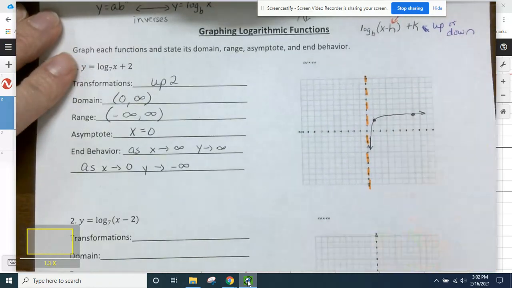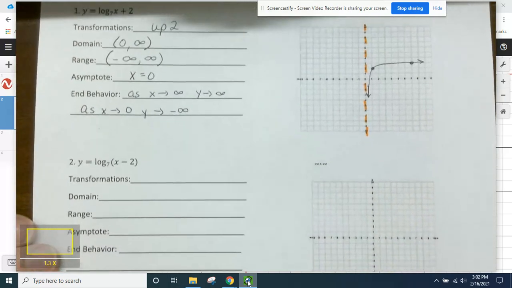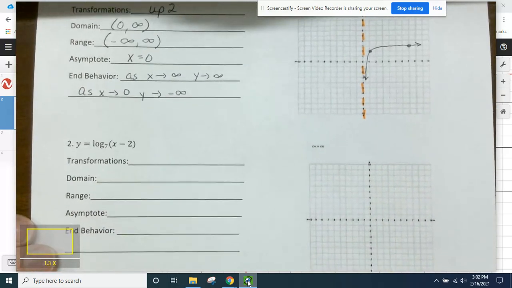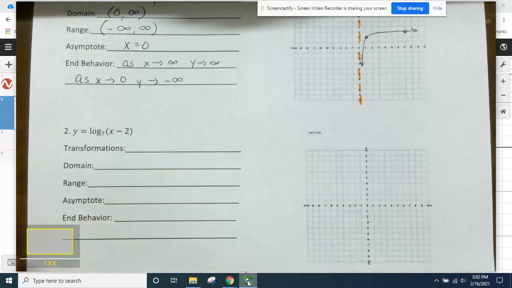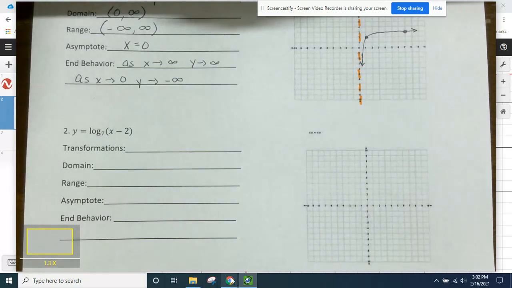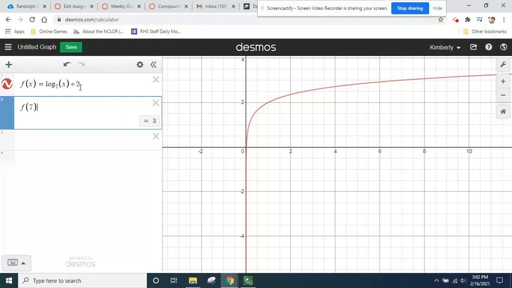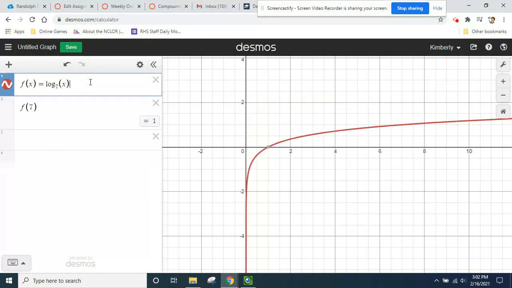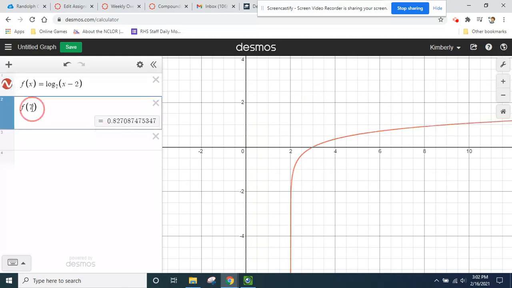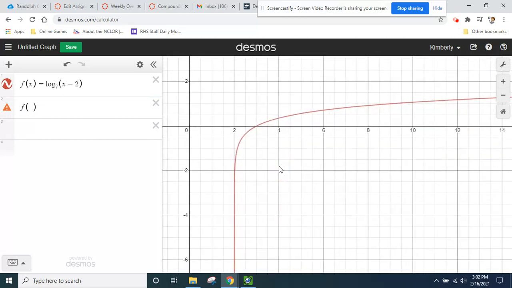Okay? Let's look at another graph. Now this time I'm going to start off by actually graphing this in Desmos. So let's go to Desmos and we're going to graph log base 7 of x minus 2. All right. So I'm just going to do this. Log base 7 of x minus 2. And I'm going to take that f of 7 out right now. All right. So we now have a graph that looks like this.